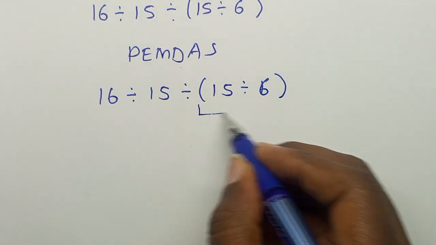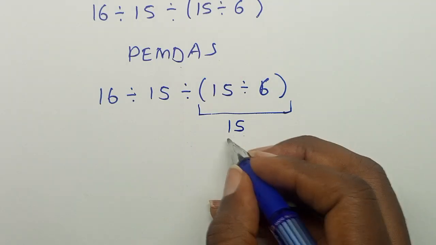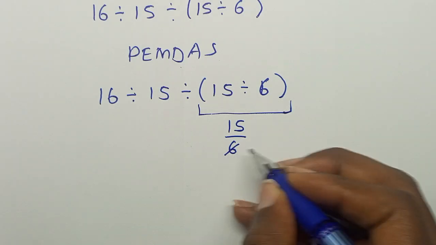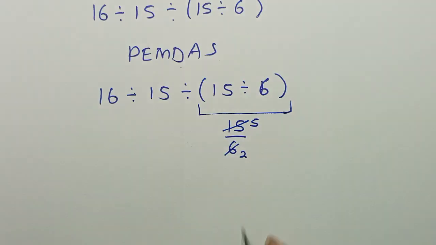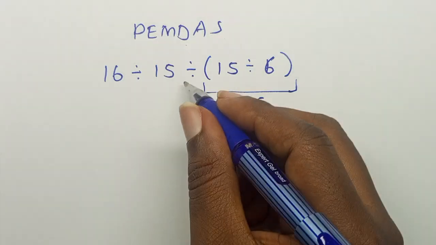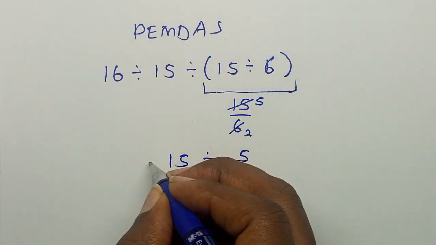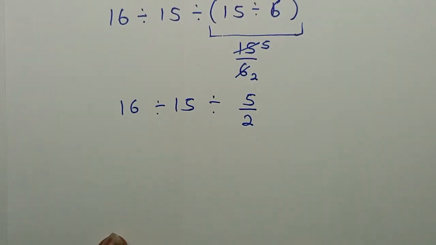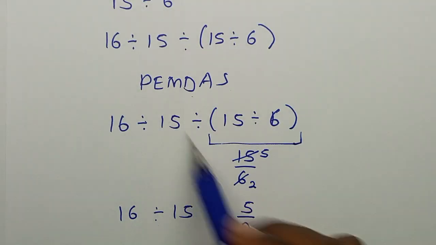When we work out this first, this is the same as 15 over 6. This is divisible by 3 to give us 2. It's divisible by 3 to give us 5. So we have 5 over 2. So we bring back the rest: 16 divided by 15, divided by 5 over 2. So now we have no more parentheses.